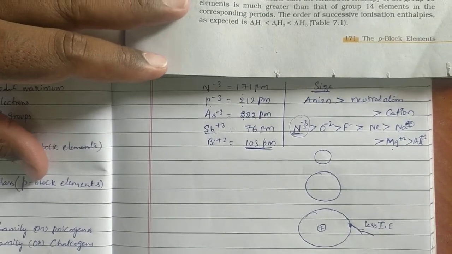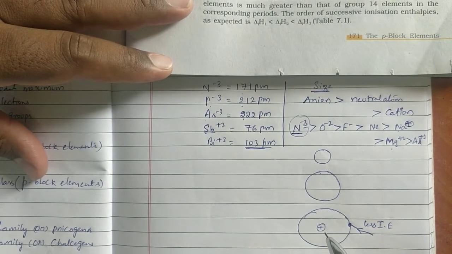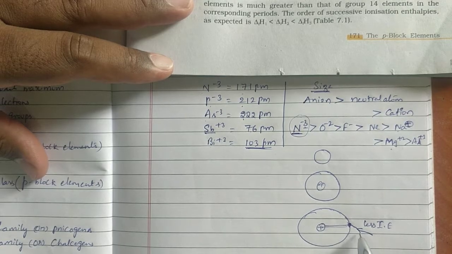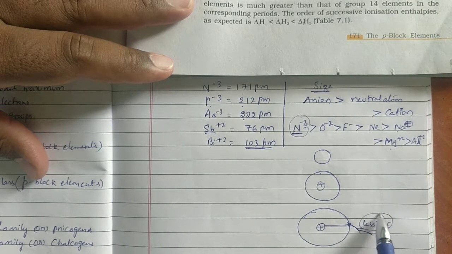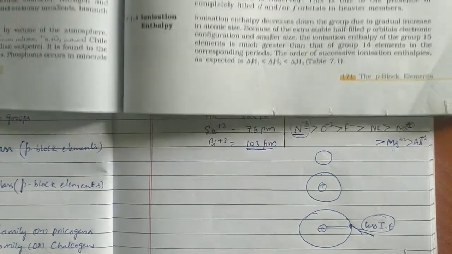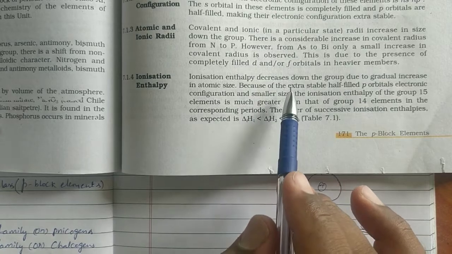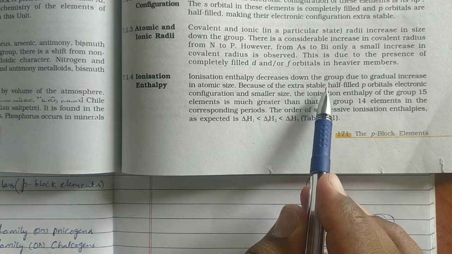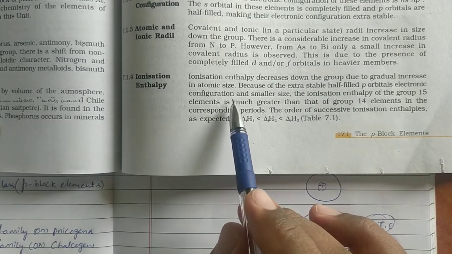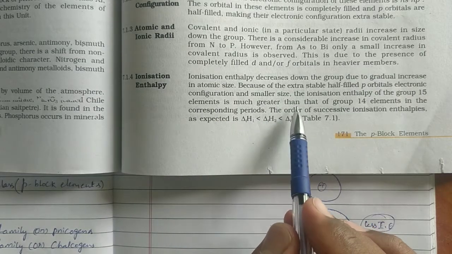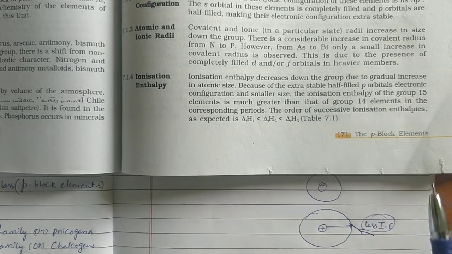Okay, so top to bottom, the size of the atom increases. When size of the atom increases, attraction decreases between nucleus and outermost shell. We can remove the electron easily and less ionization energy is required. So top to bottom, ionization energy decreases. Ionization enthalpy decreases down the group due to gradual increase in atomic size. Because of the extra stable half-filled p orbitals electronic configuration at smaller size, the ionization enthalpy of the group 15 elements is much greater than that of group 14 elements.